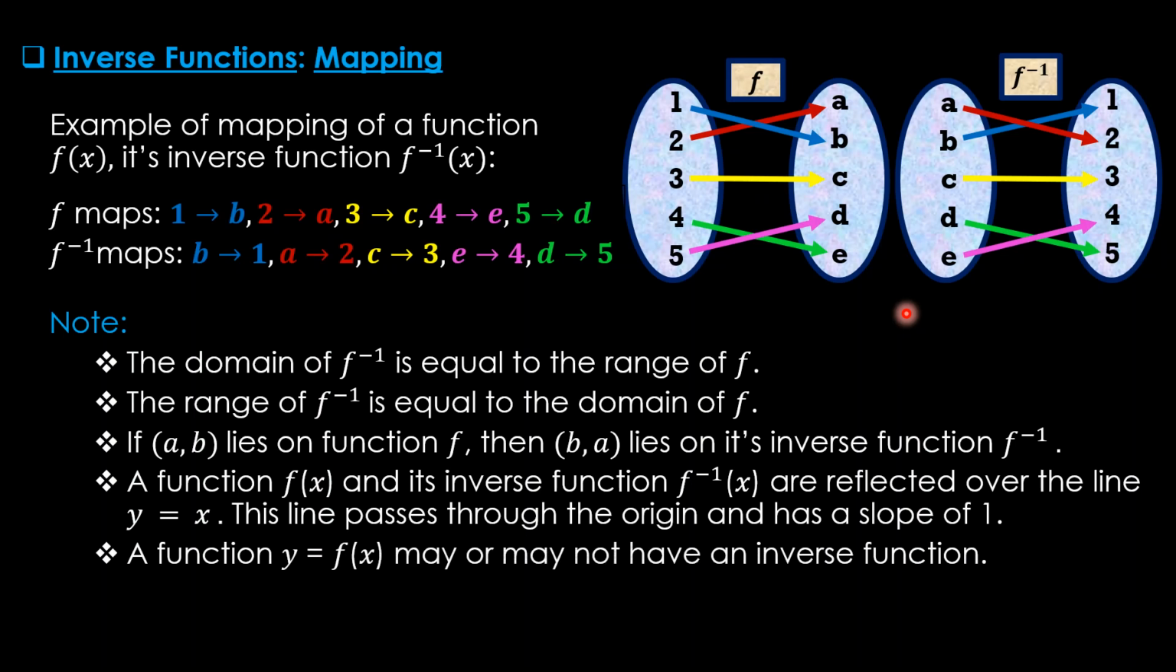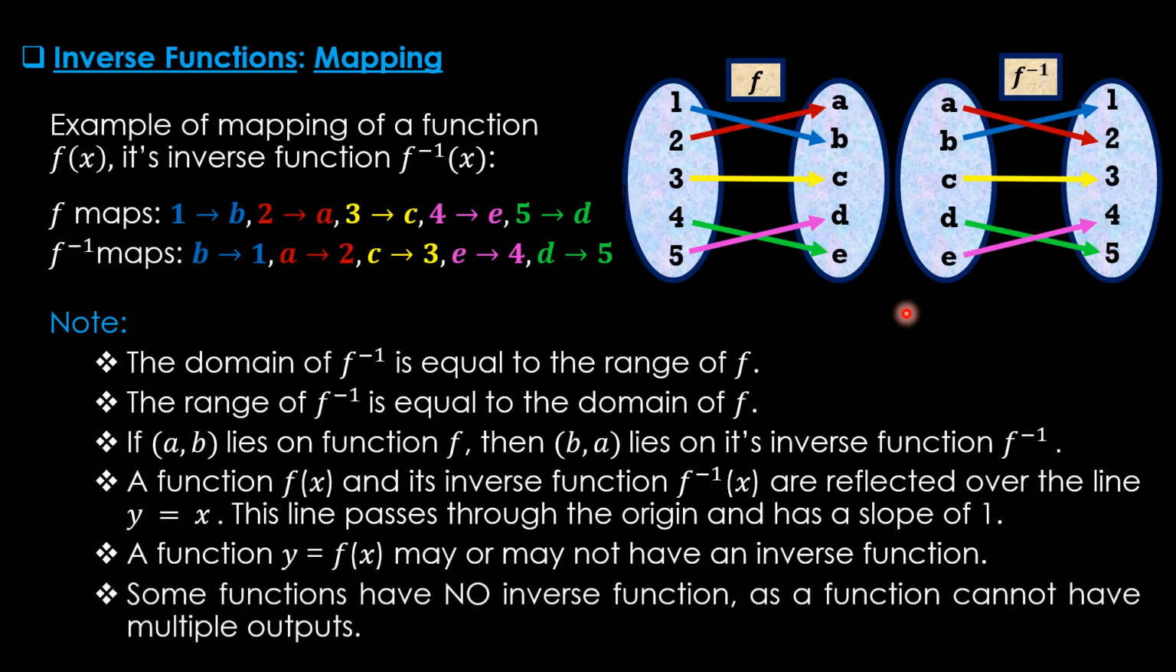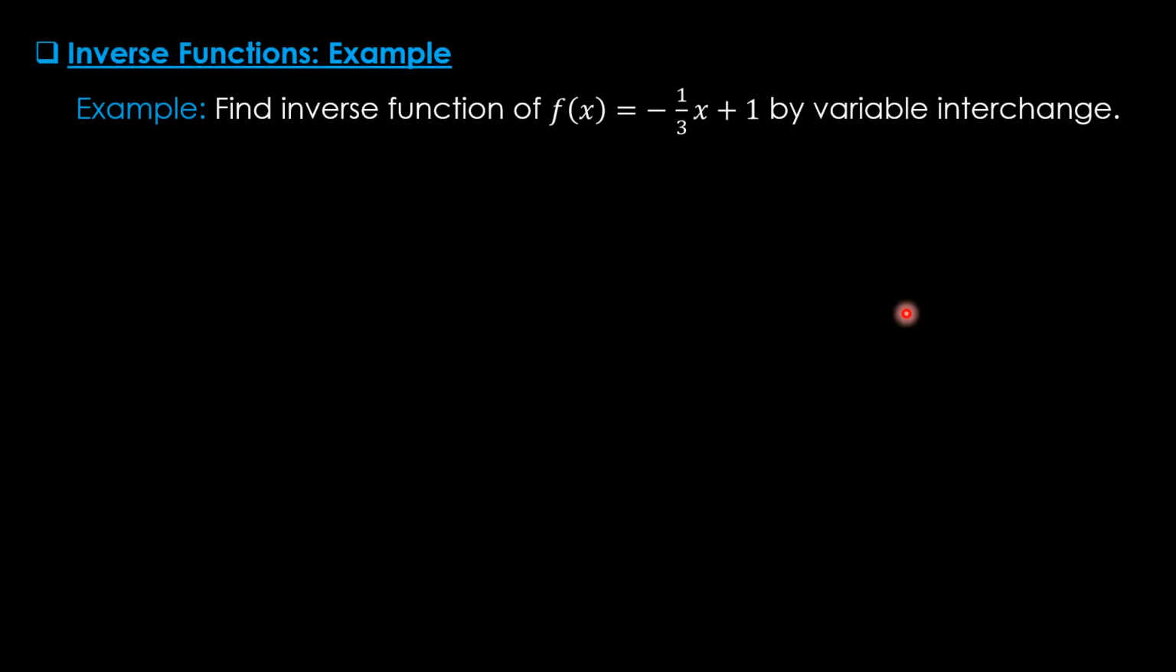A function y equal to f(x) may or may not have an inverse function. Some functions have no inverse function, as a function cannot have multiple outputs. Inverse function example. Find the inverse function of f(x) equal to negative 1 over 3x plus 1 by variable interchange.